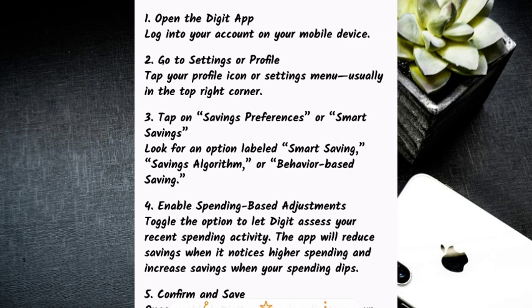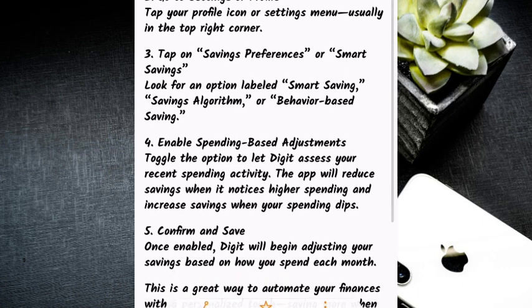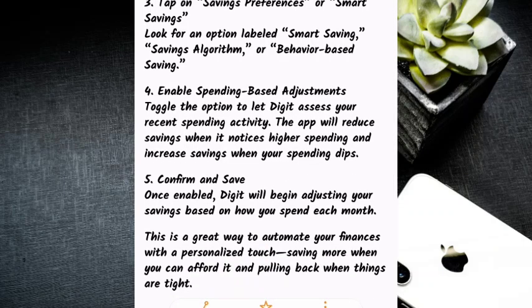Just look for an option that's labeled smart savings or savings algorithm, or it could be labeled behavior based savings. Once you find that, enable spending based adjustments. Just toggle the option to let Digit assess your recent spending activities. The app will reduce savings when it notices higher spending and increase savings when your spending dips. Once that's done, just confirm and save.